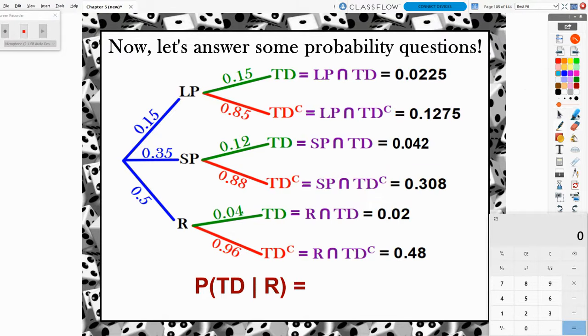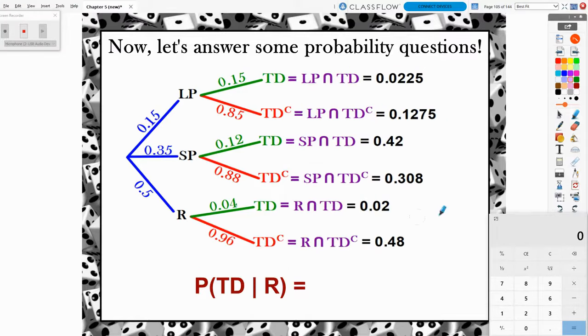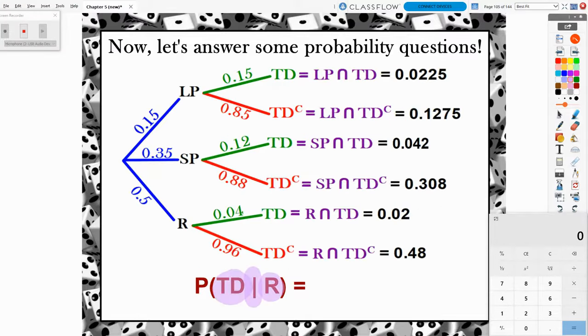Okay, so third one. Touchdown, given that they did a running play. So this one's a little bit different, right? There we go. So they want us to figure out, this is a singular event here, what is the probability that they scored a touchdown?